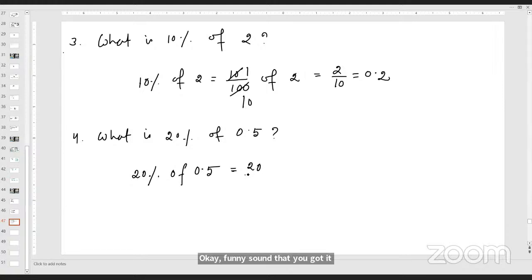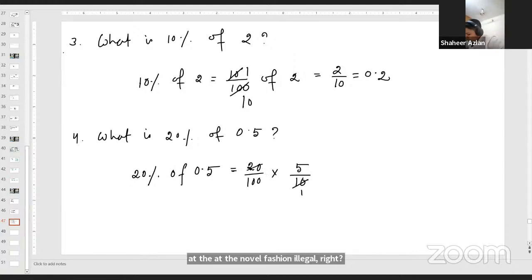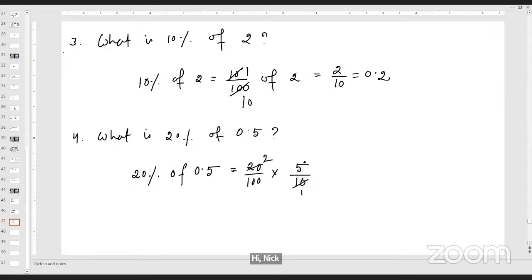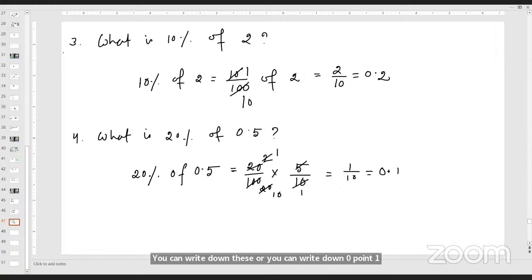So 20/100 multiplied by 0.5, we will write as a normal fraction, right? So 0.5 is 5 by 10, which is 1 by 2. Here 100 divided by 2 gives 50, and 20 divided by 2 gives 10. So it's going to be 1/10. You can write down this, or you can write down 0.1, right? It's a better answer actually, 0.1. In most cases, once we are asked like that, we go for 0.1.